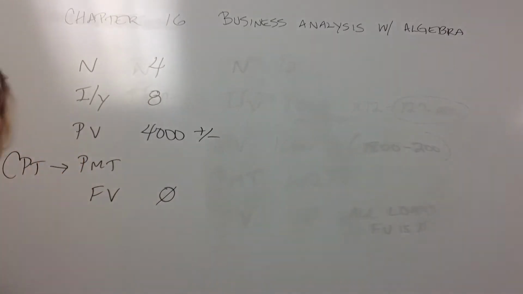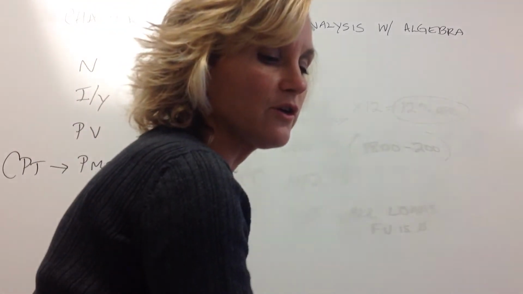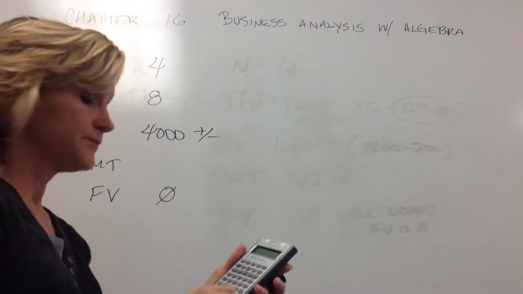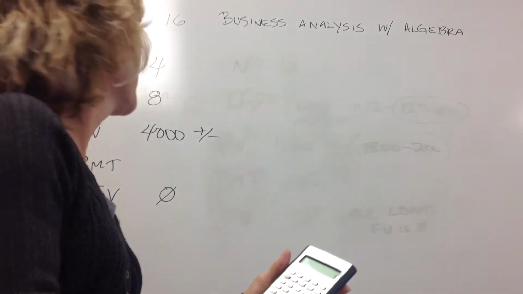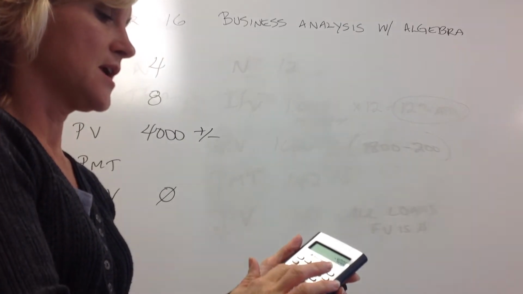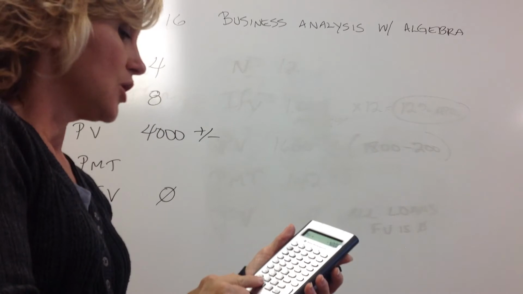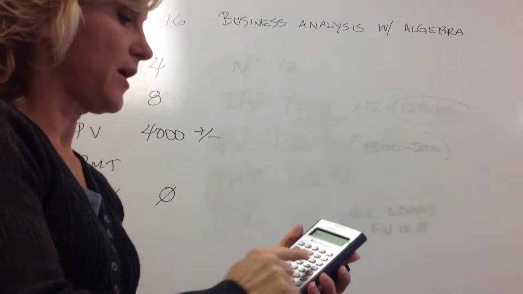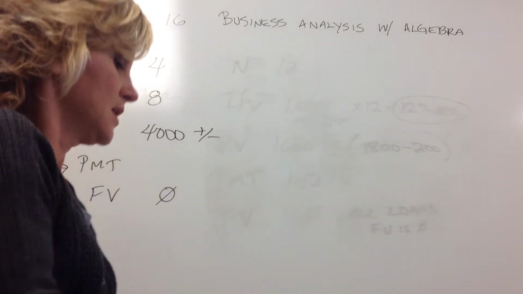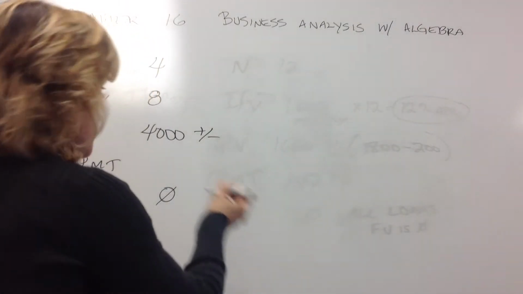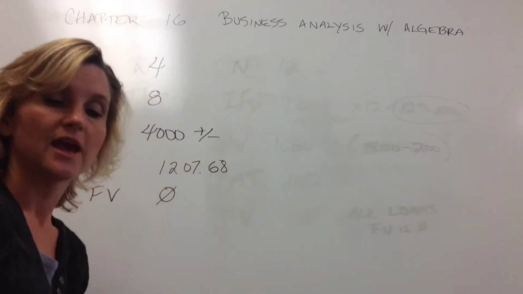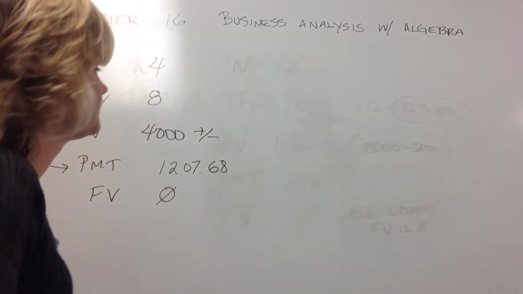So then what we're doing is we're computing the payment. So that's our first step. Okay, so we come to our calculator, put 4, push the N button, 8, push the IY button, 4,000 to make that negative by pushing the plus or minus, and then push your present value button. No future value on a loan. It's going to be paid off, so 0 that out, and then come back and compute for the payment. So this company would have to pay $1,207.68 every year. That would be their required payment.